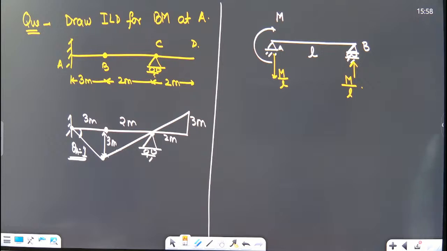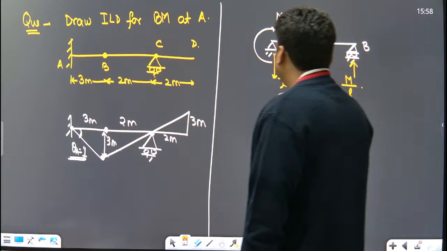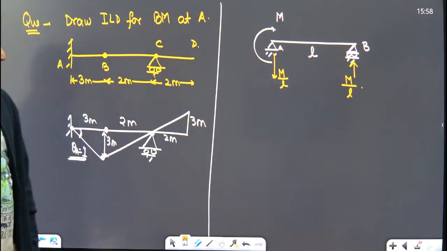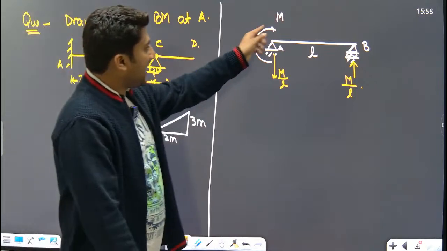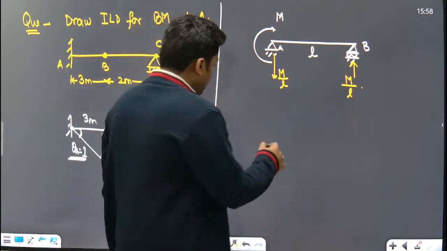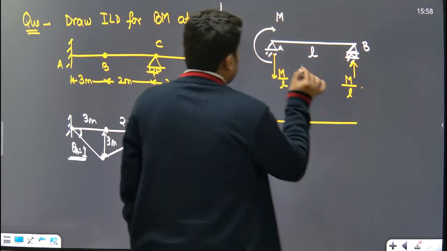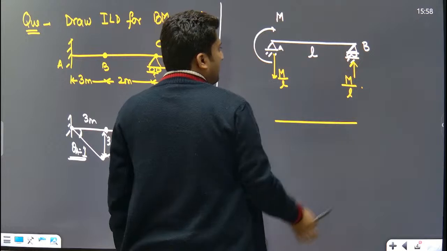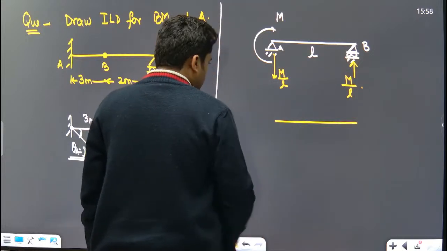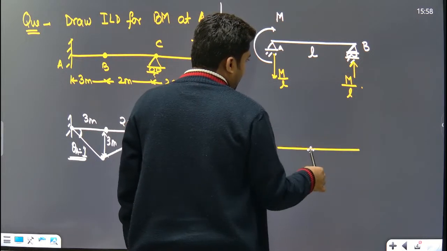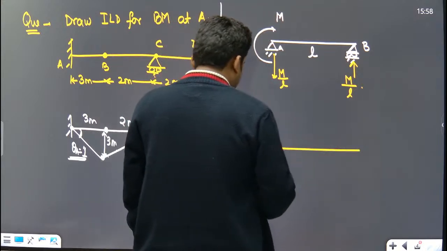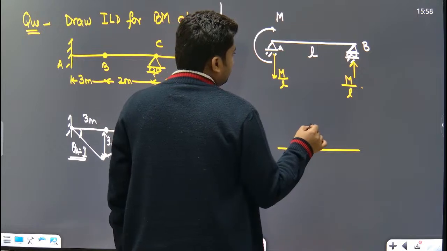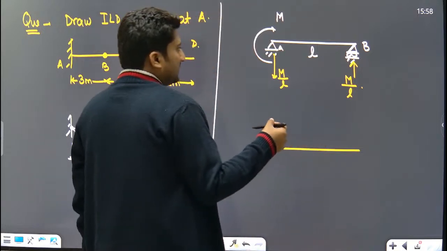Clear? So what will be the bending moment diagram? If I see the bending moment diagram, where the moment is acting, it will be somewhat like this. Stand at A, look at the right hand side. Which reaction is this? M upon L. This M upon L reaction will create a positive bending moment. Yes or no?